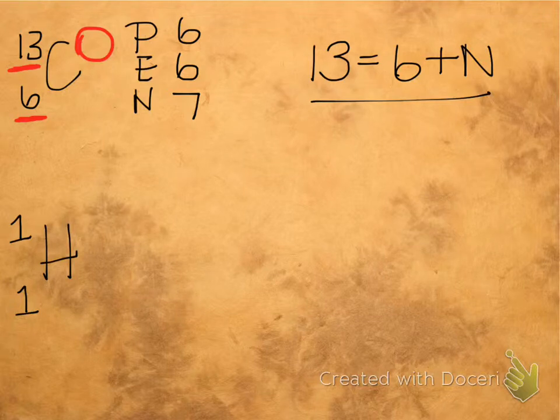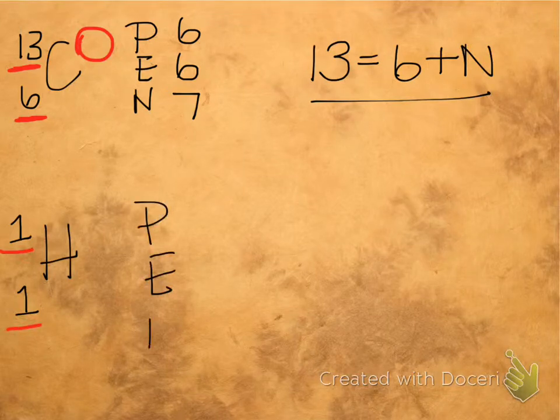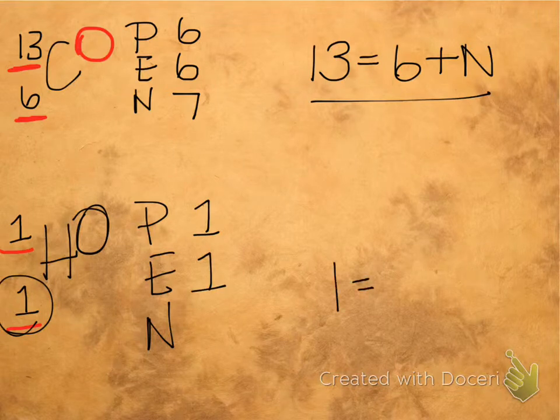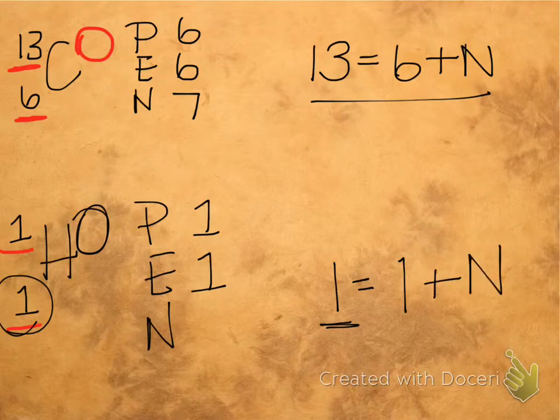Now we'll look at this one down here with the hydrogen. We have an atomic mass of 1 and an atomic number of 1. Protons, electrons, neutrons. For protons, we're going to have 1. That's coming from this atomic number. No charge on this, so we're going to have the same number of electrons. 1, our atomic mass, equals our number of protons plus our number of neutrons. Solving for that, we get n equals 0.